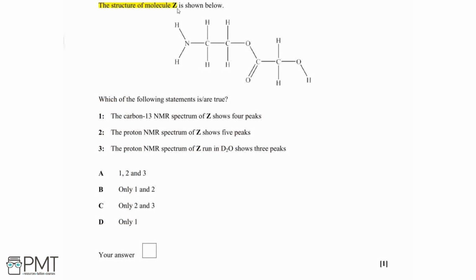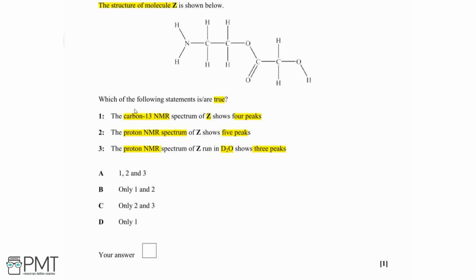The structure of molecule Z is shown below here, and we need to determine which of the following statements are true. So let's go through each of these statements, and then we can work out which ones are true. So the carbon-13 NMR spectrum of Z shows 4 peaks. The proton NMR spectrum of Z shows 5 peaks. And the third statement is that the proton NMR spectrum of Z run in D2O shows 3 peaks overall. So let's go through each of these one by one.